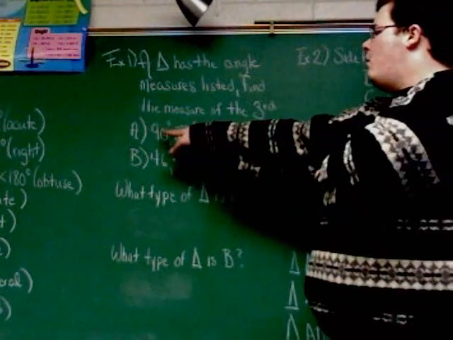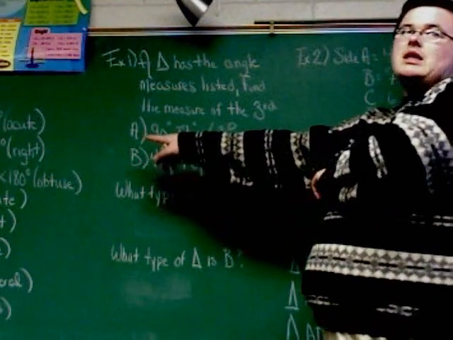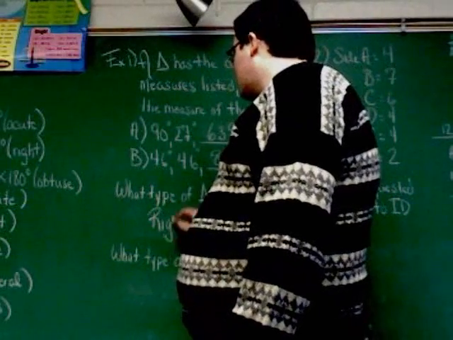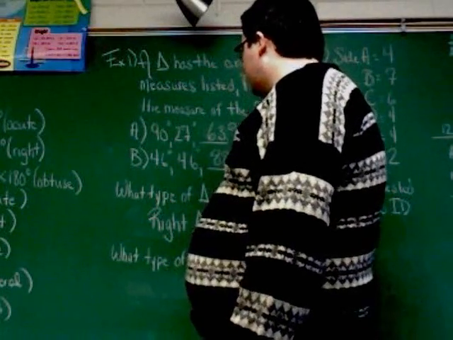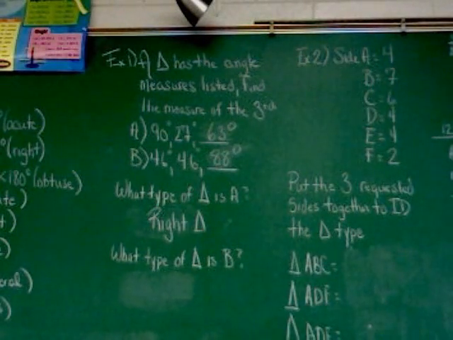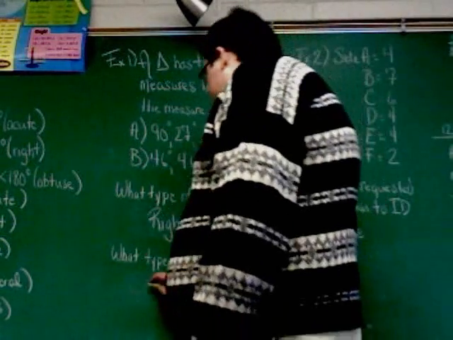Well, I've got one number that's exactly 90, so that's going to make that a right triangle. So take a look at B. 46, 46, and 88. What type of triangle is that going to be? Acute, right, or obtuse? Kaylee? Acute. That's an acute triangle because all the numbers are less than 90 degrees.